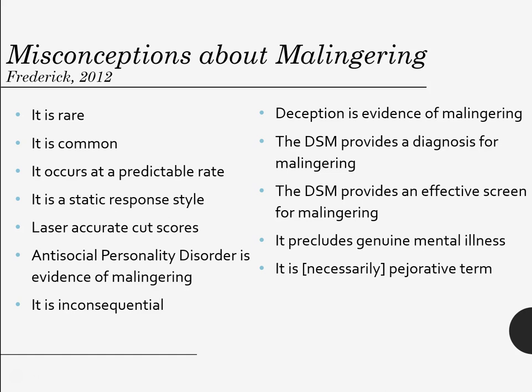The DSM says that if a person has antisocial personality disorder, that's somehow evidence of malingering. And I would argue against this. The research is really not supportive of this part of the DSM conception of malingering. In fact, there have been a number of studies that have shown that people with and without antisocial personality disorder don't show any real distinct differences with respect to their ability to malinger or their rate of malingering.